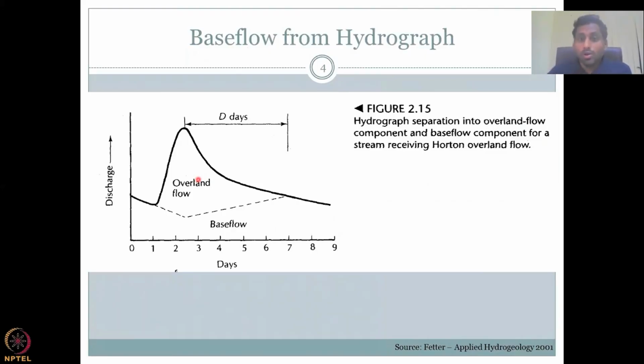Moving on, we also would discuss in the lecture series base flow separation to understand the component of base flow in a hydrograph. Okay, so what we do actually is we look at a time series of discharge in the stream.